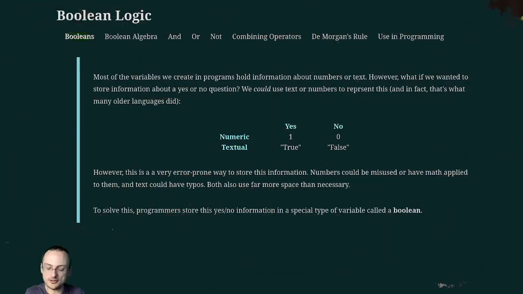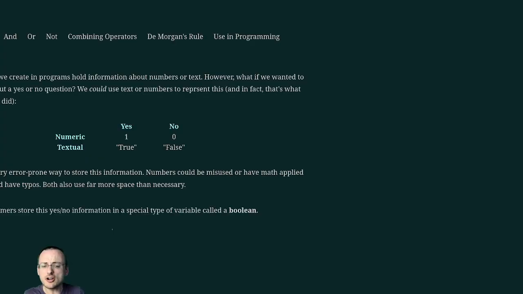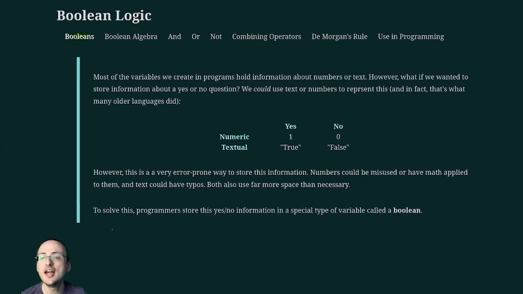We'll look at the and, or, and not operators, and then see how they combine in an order of operations, sort of like PEMDAS, if you remember that from algebra class. Finally, we'll look at one other special rule related to Boolean logic, and then talk a little bit about how this applies to programming.